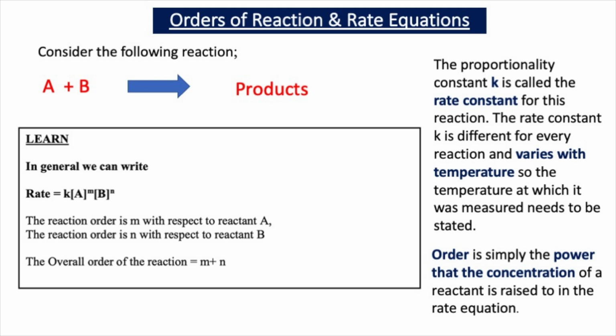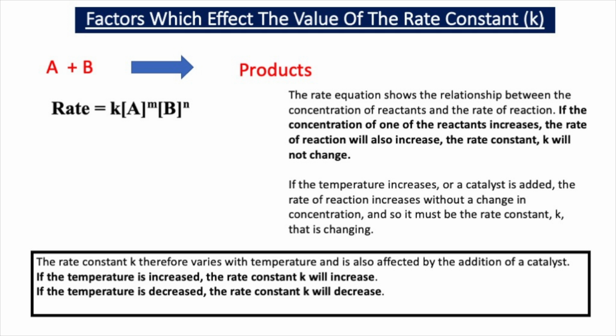So if we have a reaction A plus B going to products and we write a rate equation, rate is equal to k times the concentration of A raised to a power, let's call it m, times the concentration of B raised to a power, let's call it n, and m and n are the reaction orders, and we determine these experimentally.